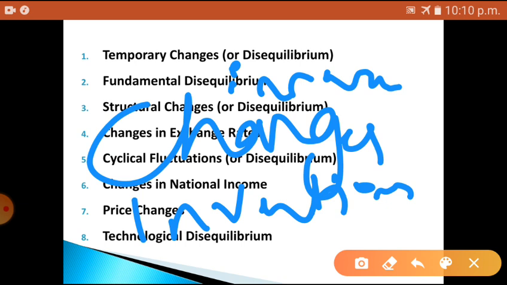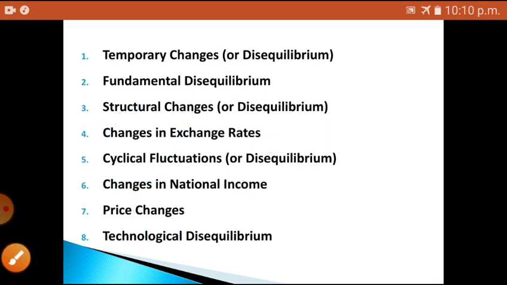If new technology has come, it will take time, where imports will be more and exports will be less. So these are the various causes of BOP.